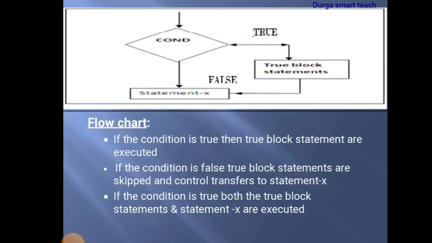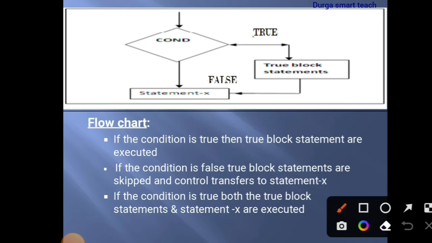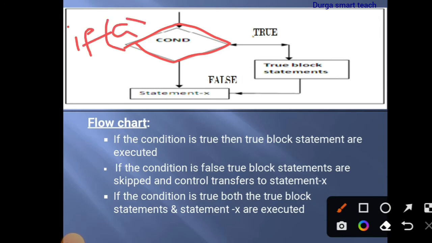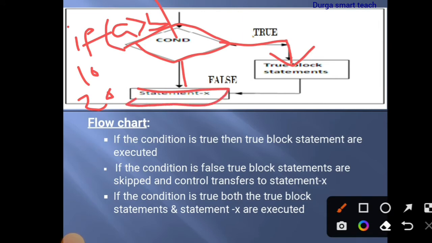Let's see the flow chart. Here the condition, suppose, is if A greater than B. Suppose A value is 10 and B value is 20. A greater than B is a condition; if it is true, then the true block statements are executed. If it is false, only the normal statements are executed. The true block statements are not executed.